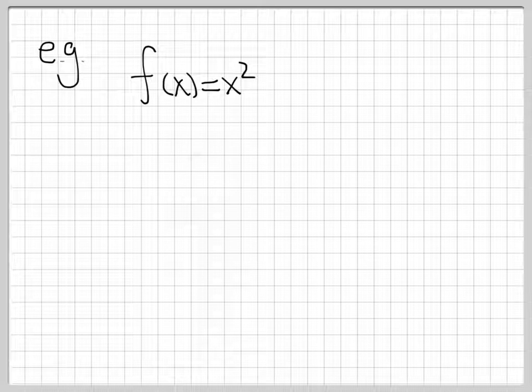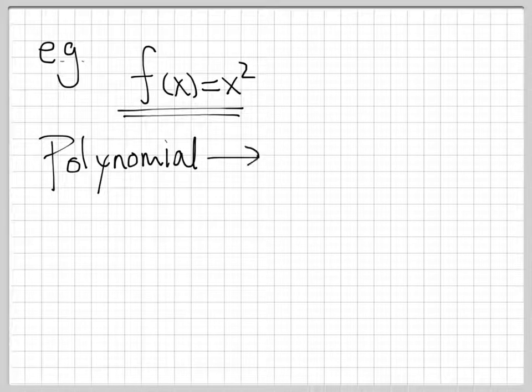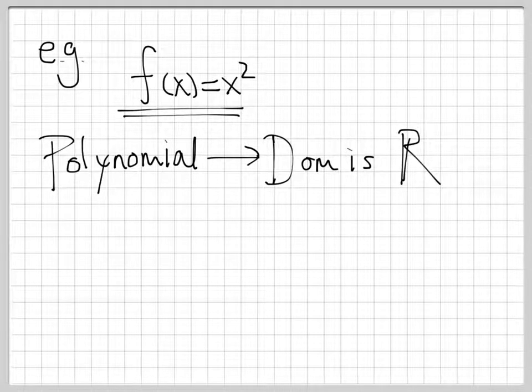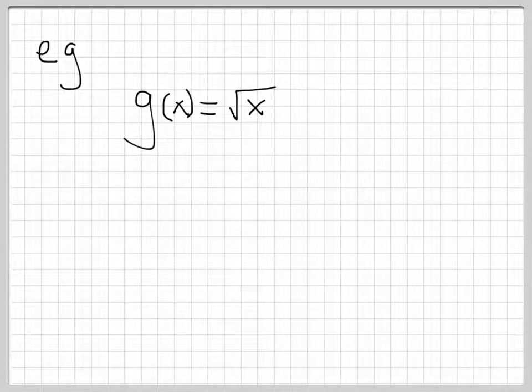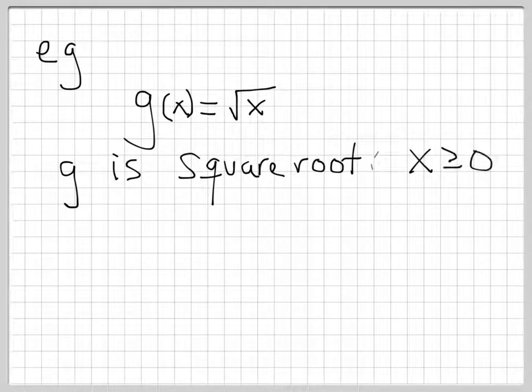So let's go ahead and do a couple more quick domains. Here we have another polynomial. And what that means is that the domain is all real numbers. Here we have another one. G is the square root. So we need what's underneath to be greater than or equal to 0.